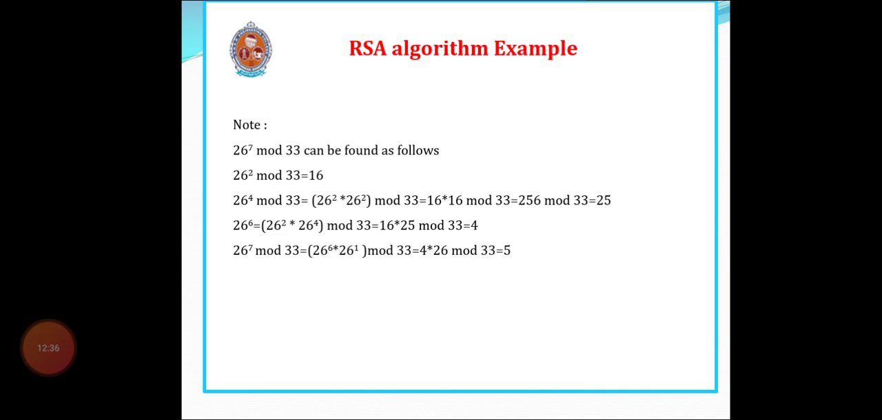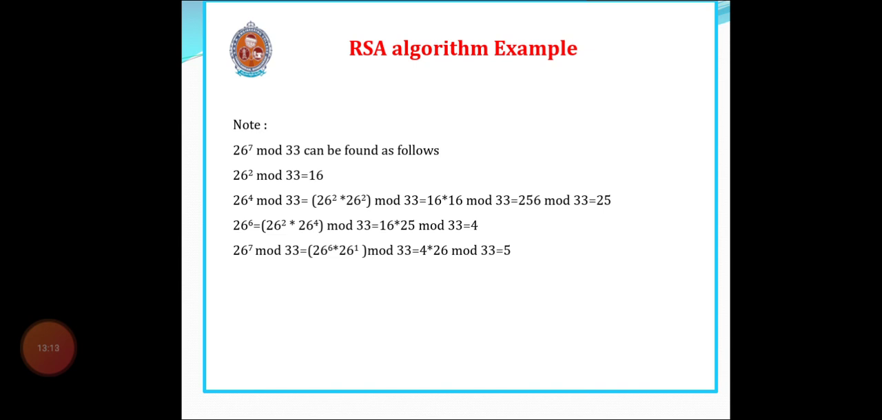Now here we have to find out how to determine 26 power 7 mod 33. Right? 26 power 7 mod 33 can be determined as follows. First of all, 26 square mod 33 is equal to 16. Now 26 power 4 mod 33 equal to 26 square star 26 square modulo 33, that is equal to 16 star 16 mod 33, that is equal to 256 mod 33, that is equal to 25. So 26 to the power of 4 mod 33 equal to 25.